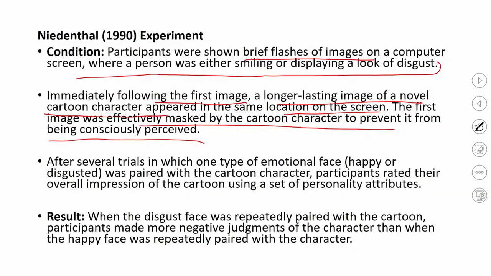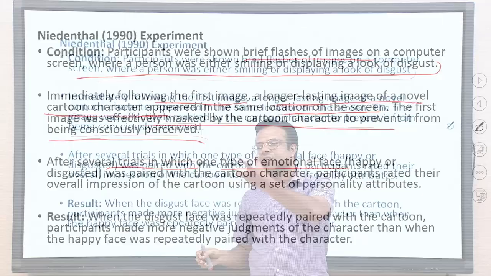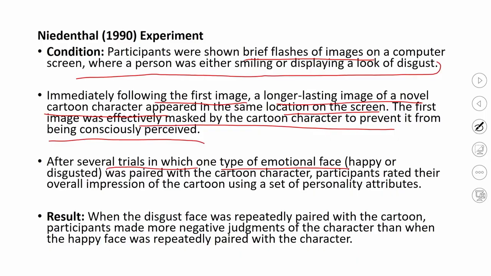Several similar trials were given in which one type of emotional face, a happy or smiling face, was paired with a cartoon character for one group of participants, while for another group the disgust face was eclipsed by a cartoon character. The cartoon character was the same, but the image that preceded it was different for the two groups. For one group a smiling face was associated, and for the other participants a disgust face was paired with the cartoon character.